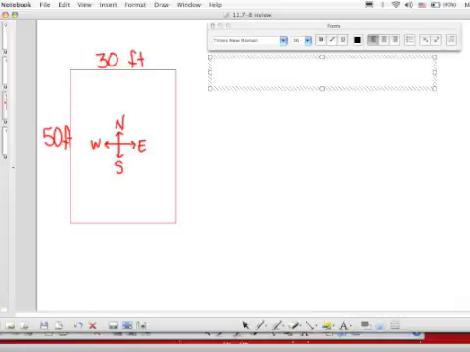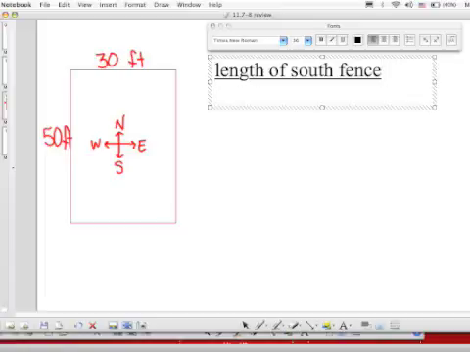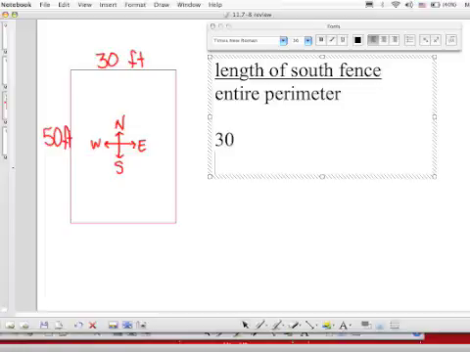So if it's linear, we need to know the length of the south fence, and we need to divide that, basically, because he is going to spin around in a circle and we're not sure where he's going to let it go, by the entire perimeter. Well, the length of the south fence is 30 feet, and the entire perimeter is 50 plus 50 plus 30 plus 30, which would be 160.